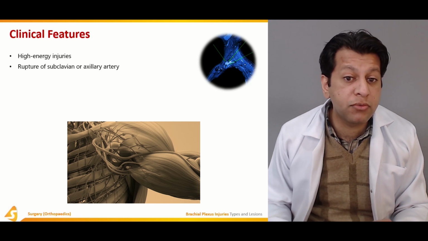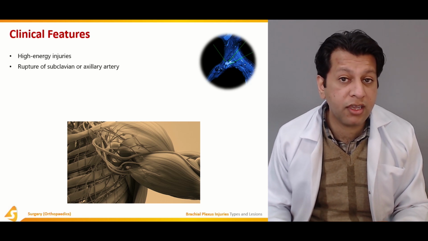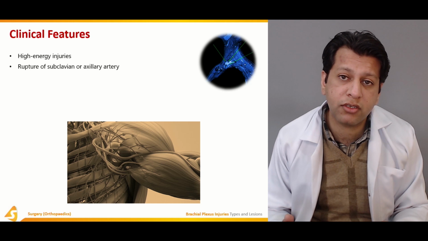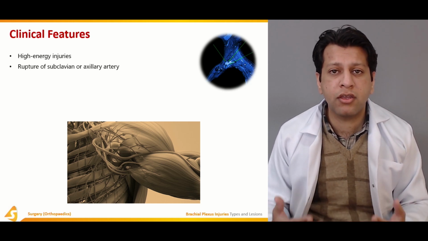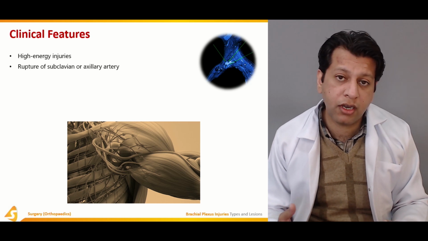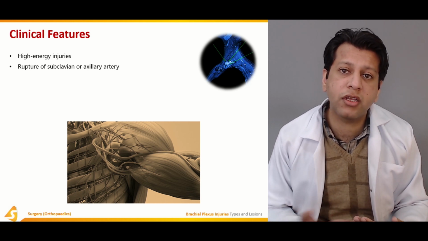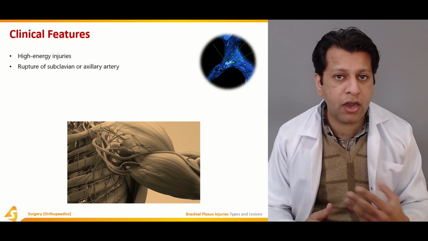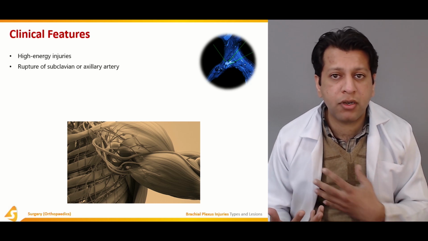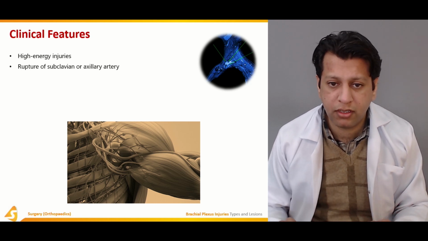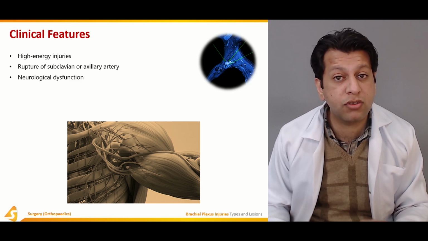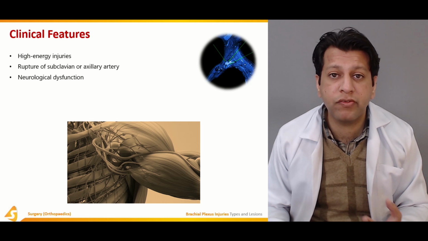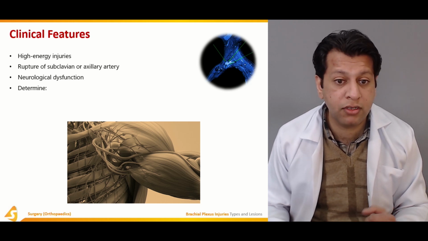This may result in rupture of the subclavian or axillary artery. As the subclavian artery passes the trunks and enters into the cords, it is renamed as the axillary artery, and it then traverses the axilla and goes into the upper arm. So actually the whole of the upper limb is supplied by the axillary artery. There is associated neurological dysfunction, which is obviously present because nerves are injured and muscles would be paralyzed.